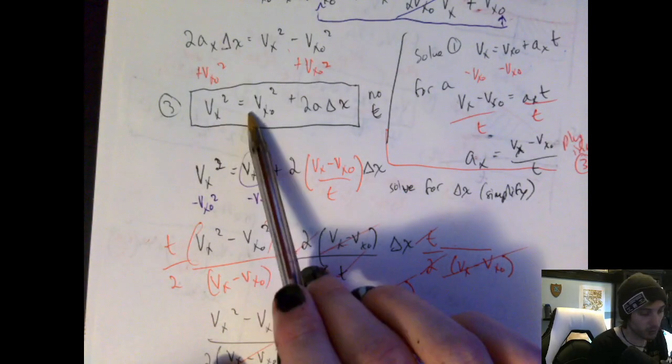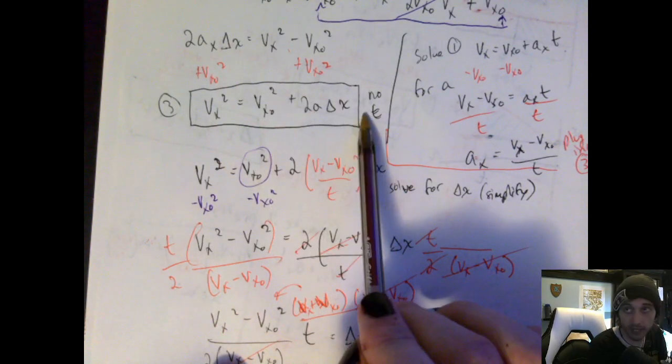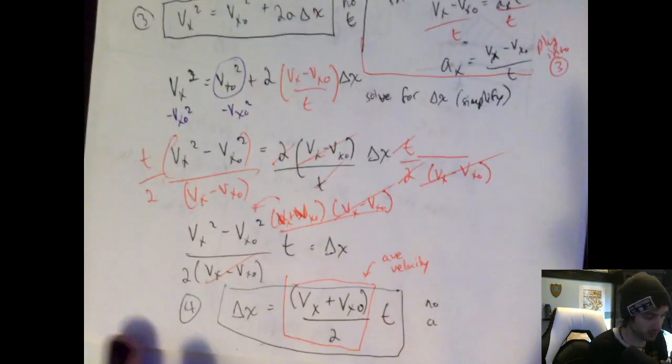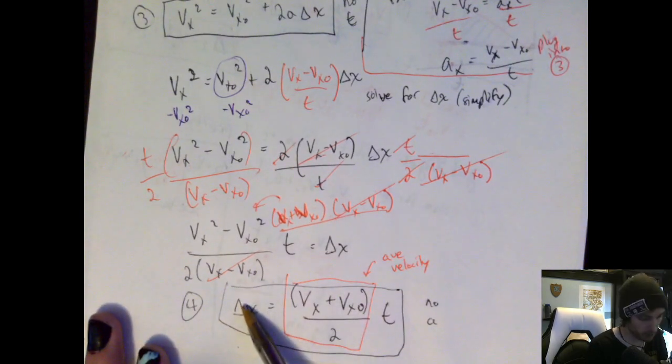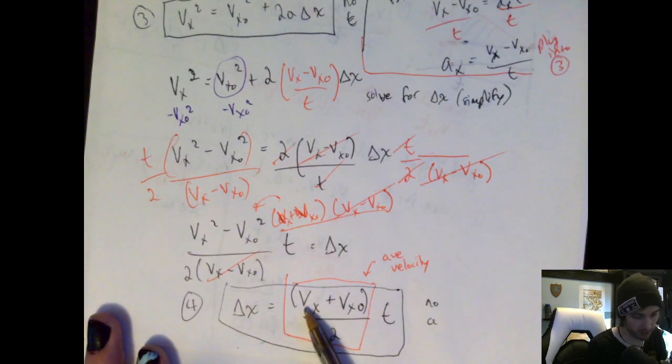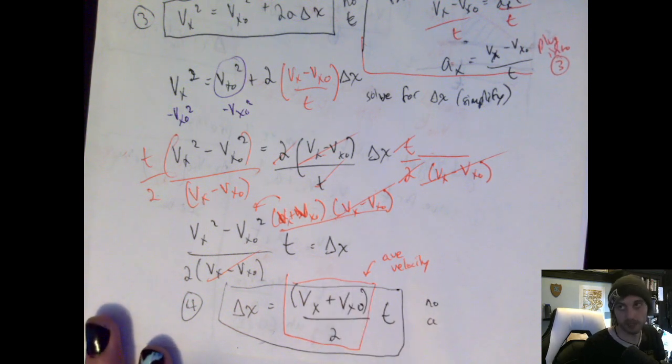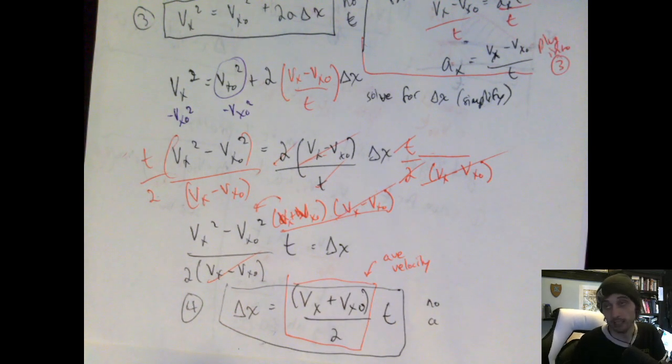We've got final velocity squared is equal to initial velocity squared plus 2a times delta x, or displacement. And we've got our last one, which is that our displacement is equal to the final velocity plus the initial, divided by 2, which is average, times time. So, a little bit intense on the math, but that's the derivation of all the equations.